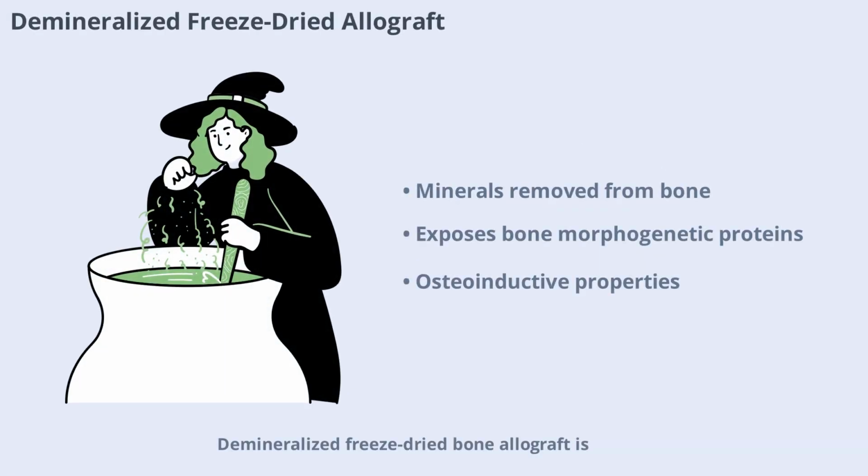Demineralized freeze-dried bone allograft is another important type of bone graft. In this process, minerals are removed from the bone tissue, exposing the bone matrix and its proteins. One of the key proteins revealed is bone morphogenetic protein, or BMP, which plays a crucial role in bone formation. This type of allograft is not just a scaffold, it actively encourages new bone growth, making it osteoinductive. Demineralized freeze-dried allografts are especially useful in cases where bone regeneration needs an extra boost.